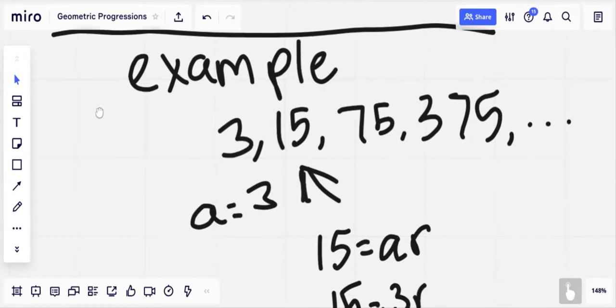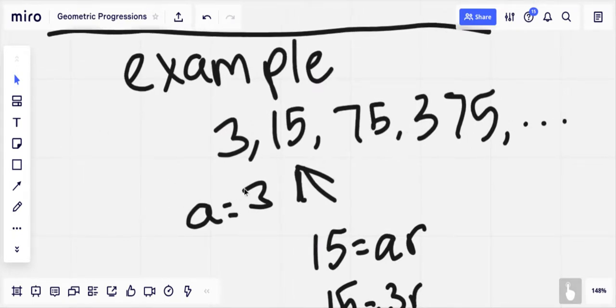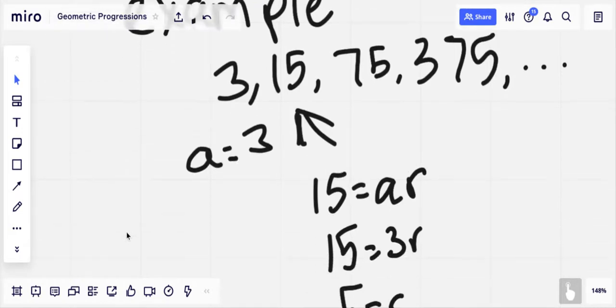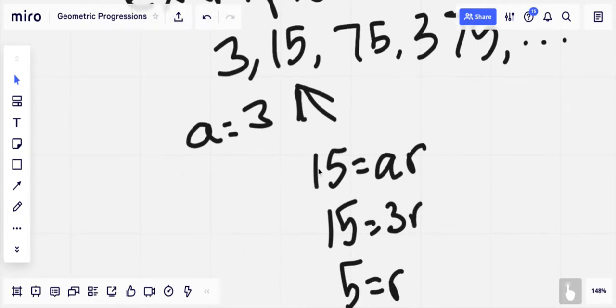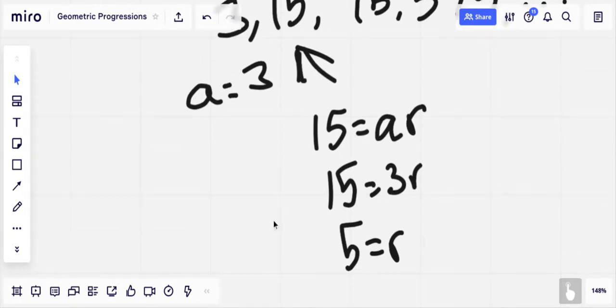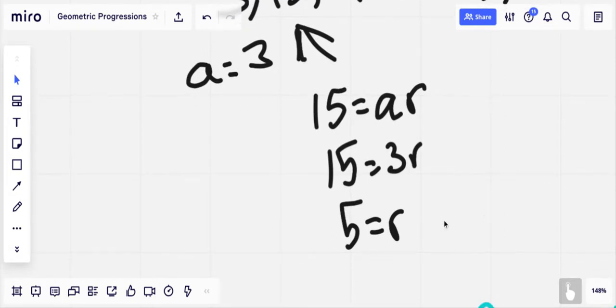So let's identify a and r in an example sequence. It goes like 3, 15, 75, 375. In the standard form, a is the first term, and 3 is the first term in this sequence, so a is 3. The second term in standard form is ar, and in this example the second term is 15. So 15 is equal to ar, and we can substitute 3 into this equation and get 15 is equal to 3 times r. Divide by 3 and you get 5 is equal to r, the common ratio.